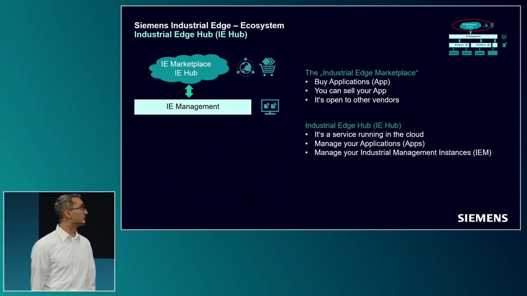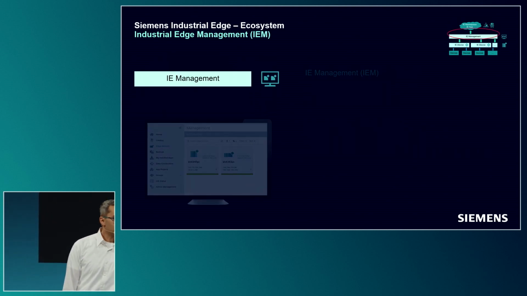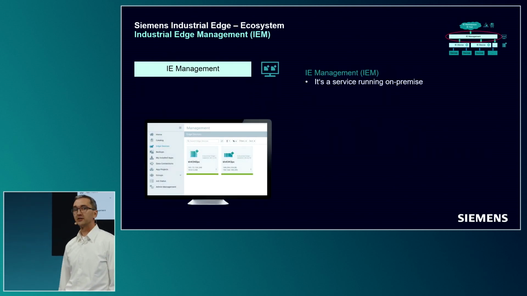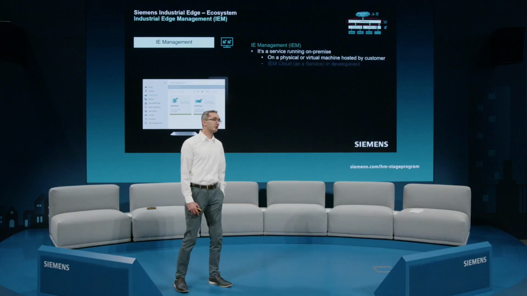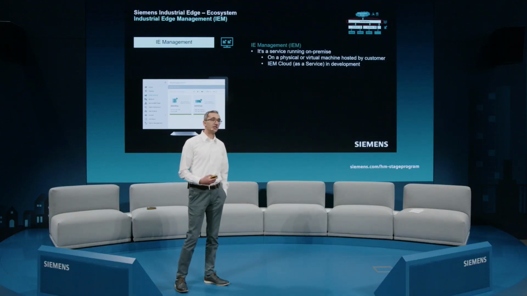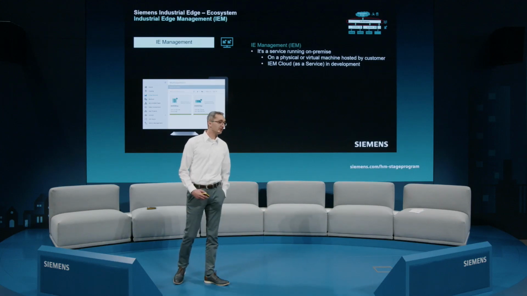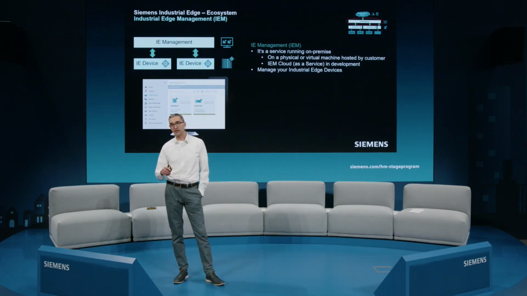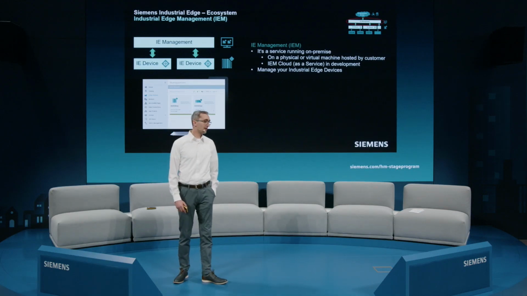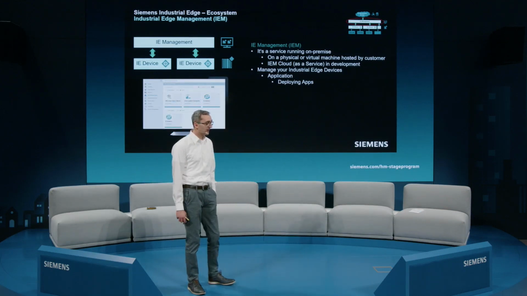But what is an industrial edge management system? The industrial edge management system is an on-premise running service. It could be installed on a physical device locally on-premise or on a virtual machine, which is hosted by the customer. Also, a cloud-based managed service is currently in development. The industrial edge management system is needed to manage your industrial edge devices. And you can decide which application is running on which industrial edge device. This is the final deploying step.